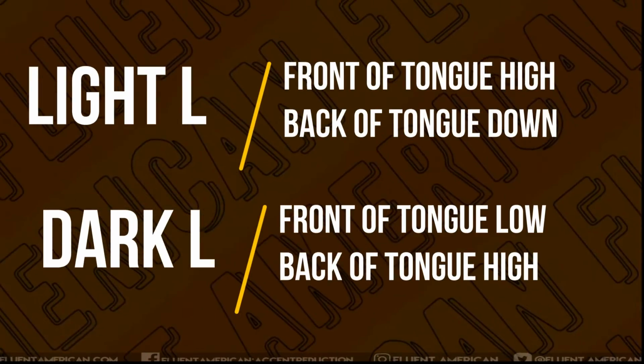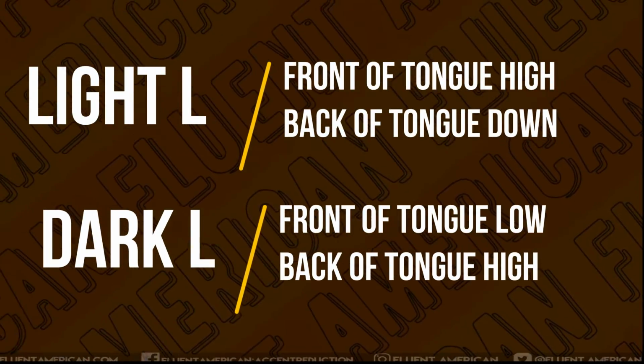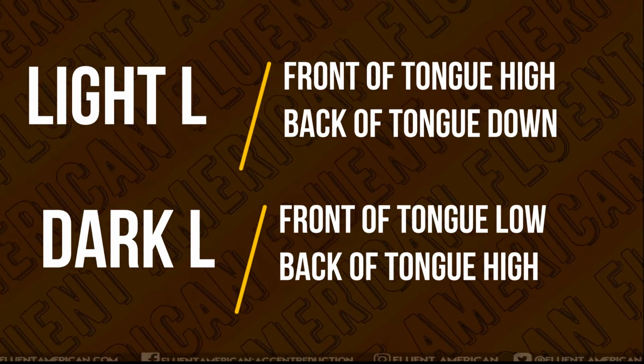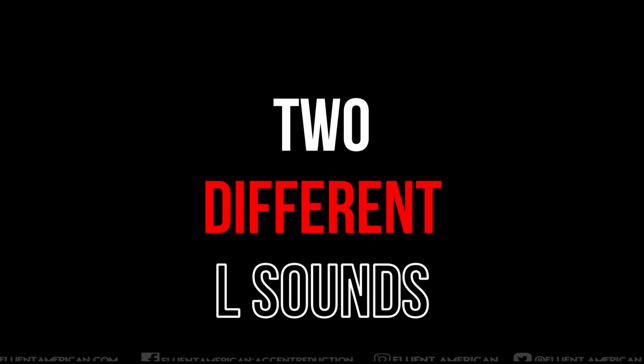Notice that when an L appears at the start of a word, it's typically a light L. You're making contact with your tongue and the top of your mouth. But when an L appears at the end of a word, you're more likely to use a dark L sound. Actually lower the front of your tongue. Raise the back of your tongue. So level has two different L sounds.